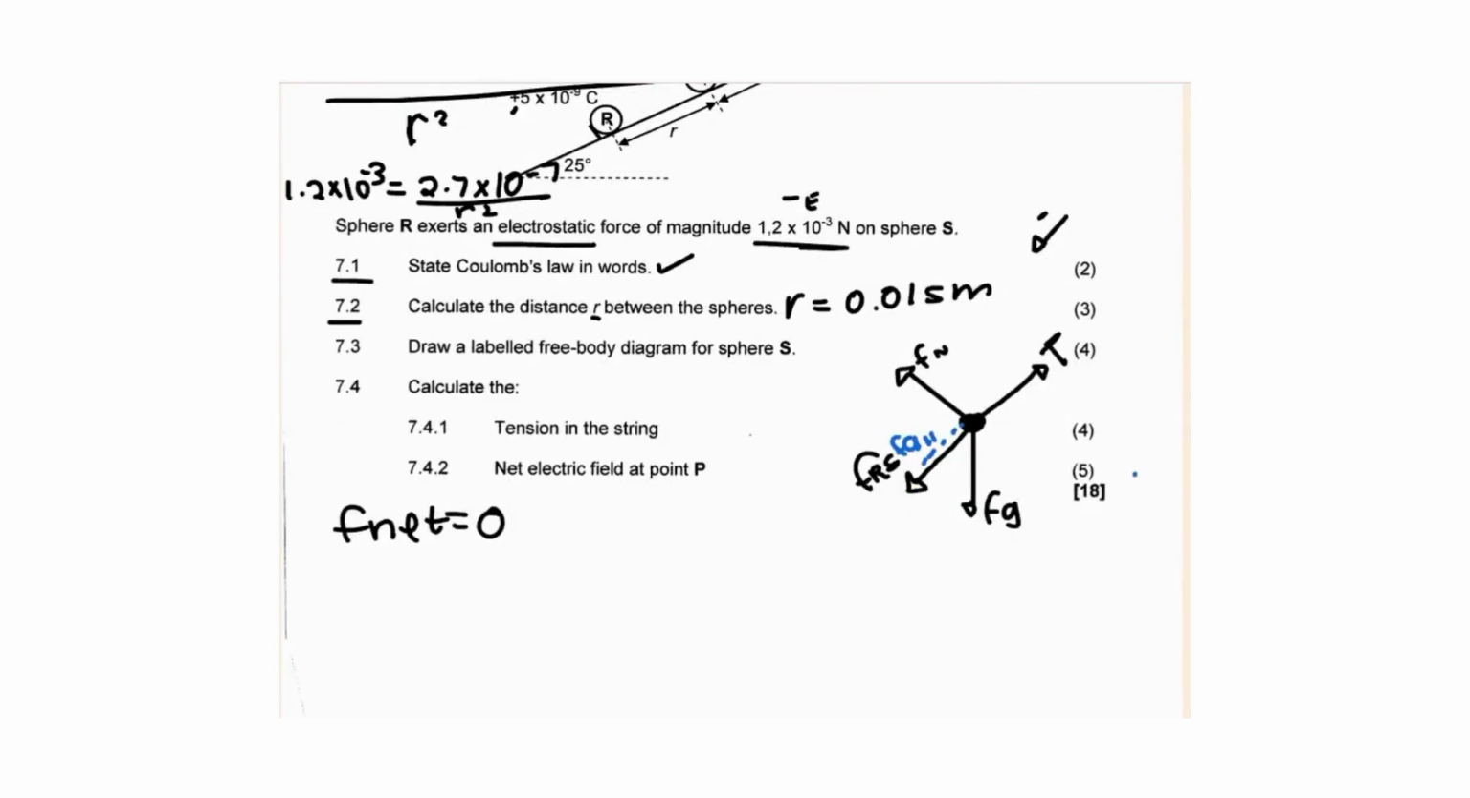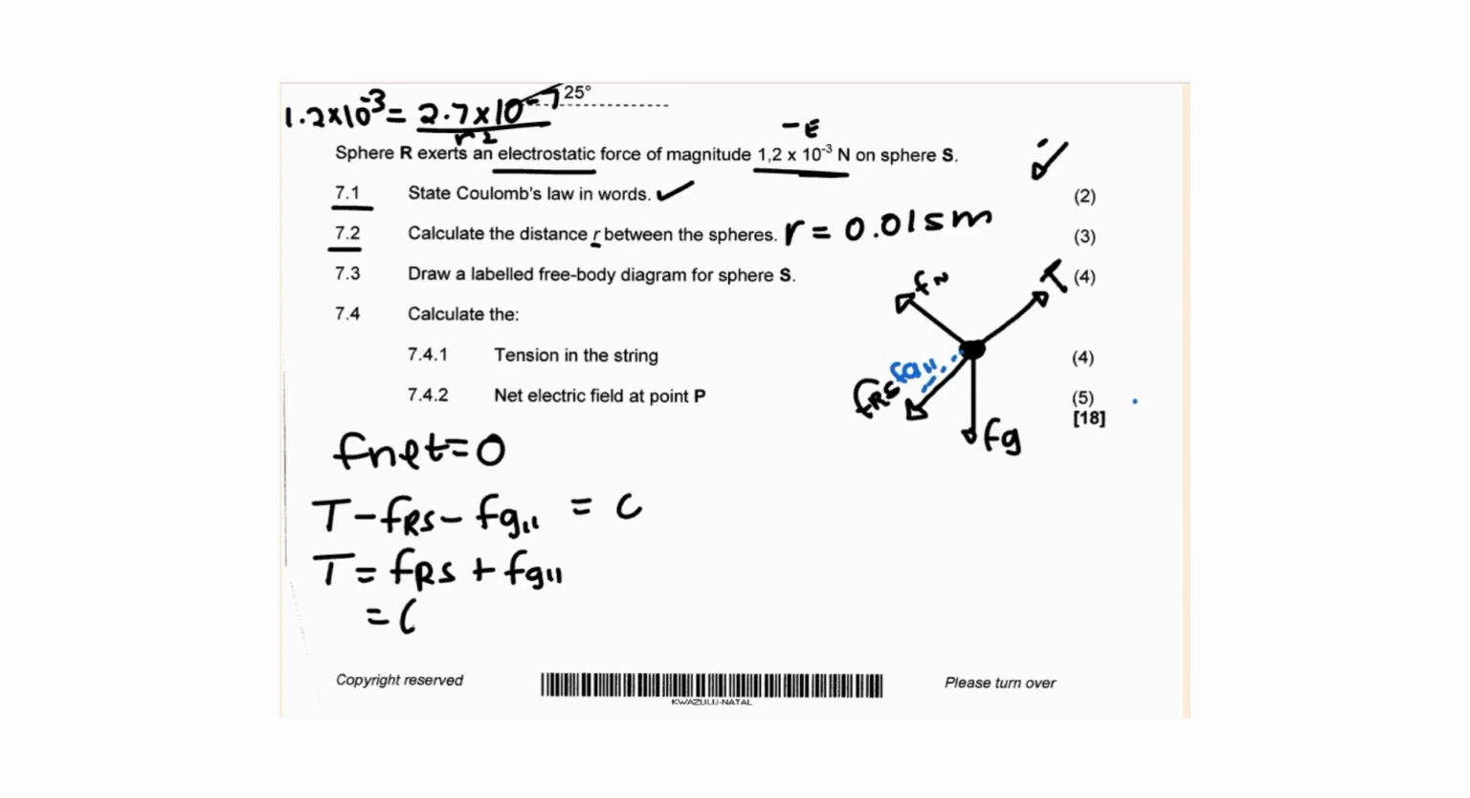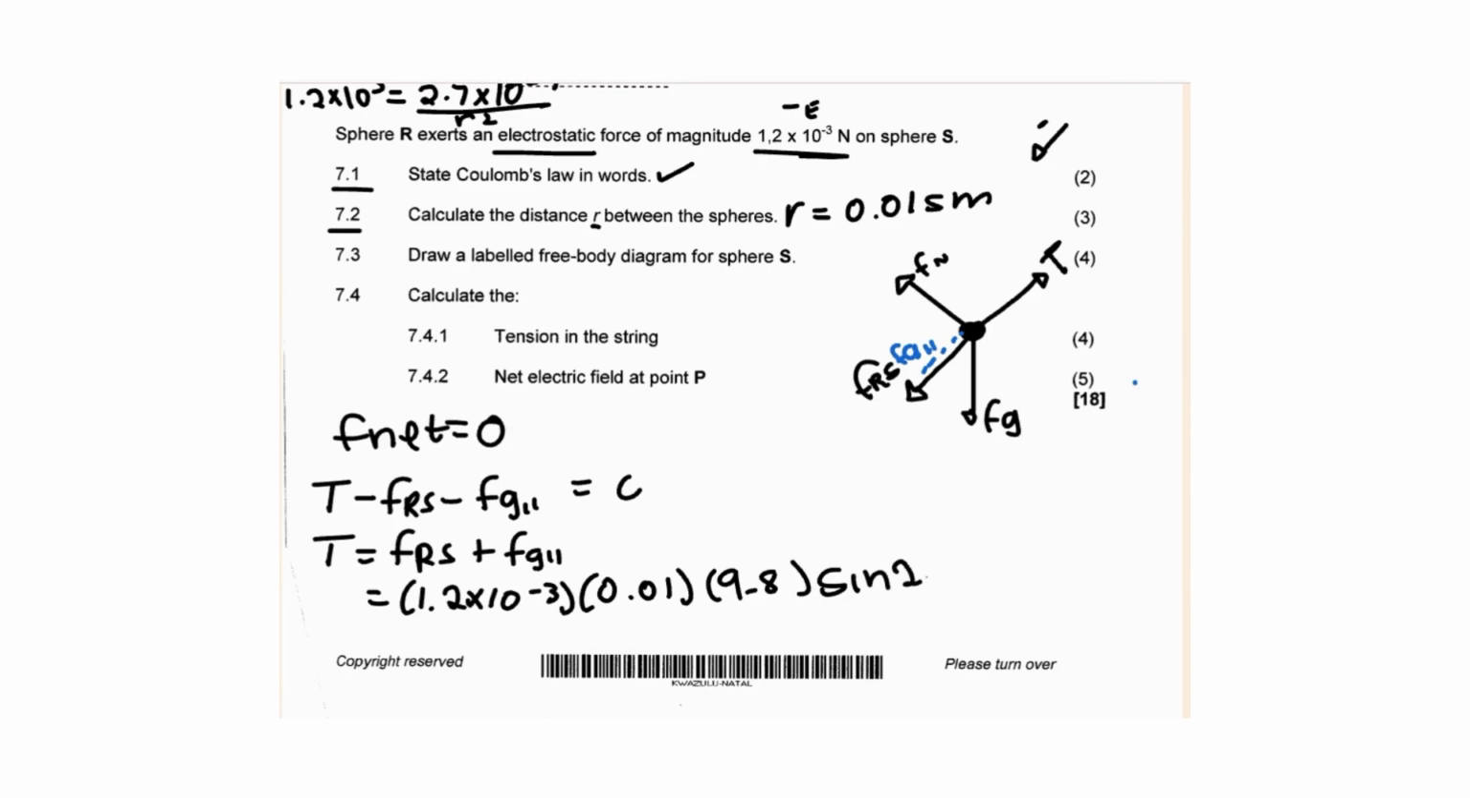I'm going to take downward as negative and upward as positive, meaning I'm going to have a positive tension minus FRS minus Fg parallel equals 0. Because I'm looking for the tension, it would mean that tension now equals FRS plus Fg parallel, and then FRS we got it to be 1. So FRS is the electrostatic force, 1.2 times 10 to the power negative 3. Fg parallel is 0.01 times 9.8 times sin of 25, and that's mg sin of theta.